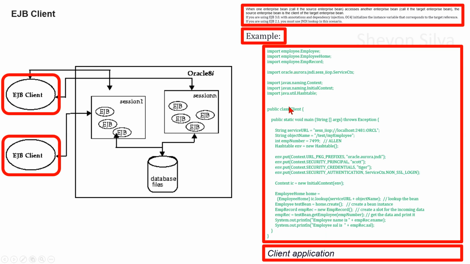Here you can see localhost:2481:OCRL here. Here, for example, we can see the employee number, for Alan, for instance.